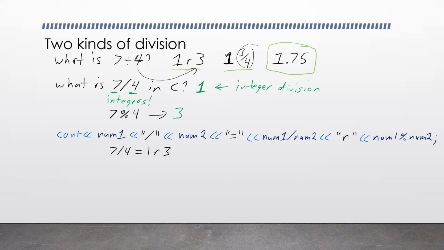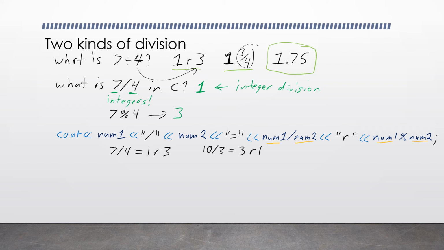Okay, if num1 was 10 and num2 was 3, then it would print 10 divided by 3 equals 3R1, because in C, 10/3 is 3, 10 % 3 is 1.